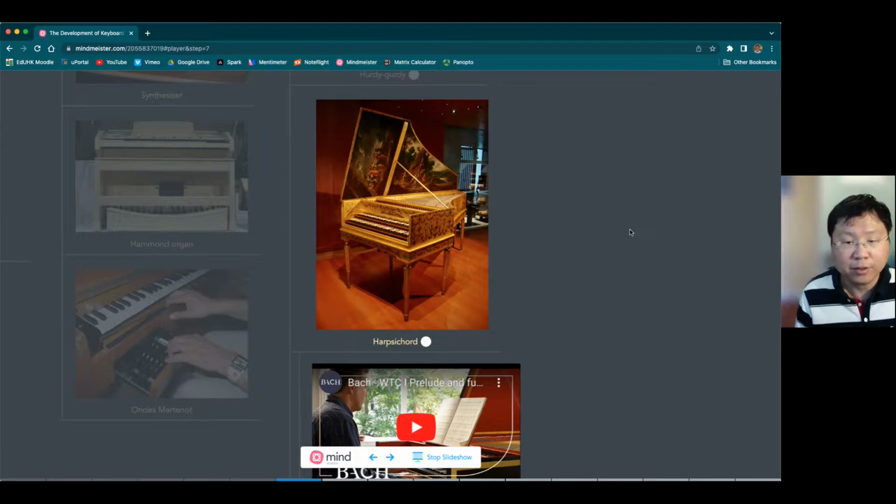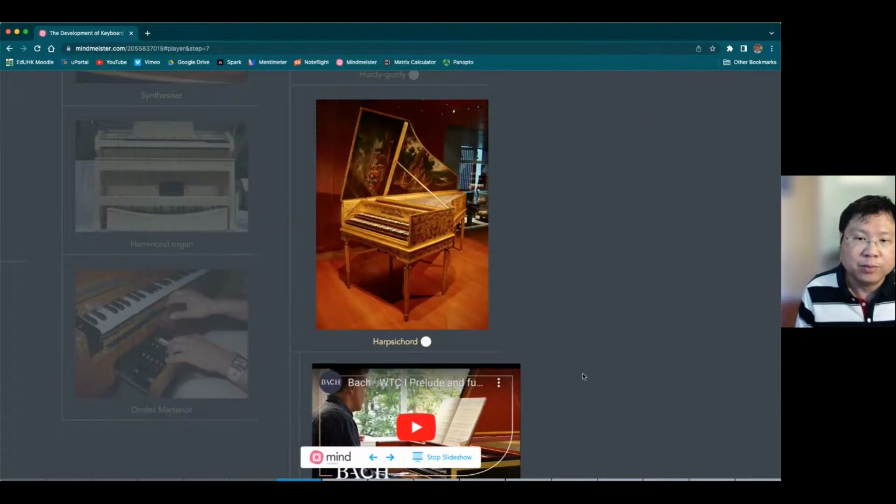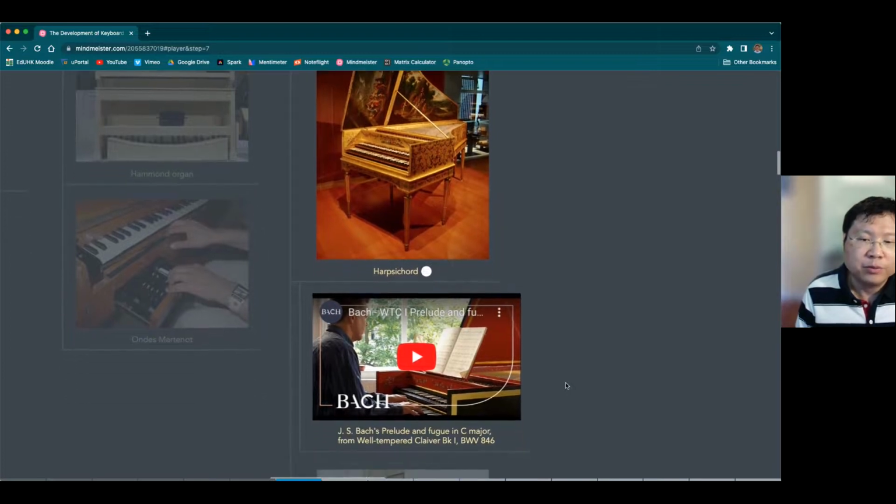Next, the harpsichord. I think you should be familiar with it. The harpsichord produces sounds by plucking strings. It was invented in the Renaissance period, and it became popular in the Baroque. Many composers such as Bach and even Haydn wrote music for the harpsichord. I have provided one example, which is Bach's piece. So listen to it by yourself.